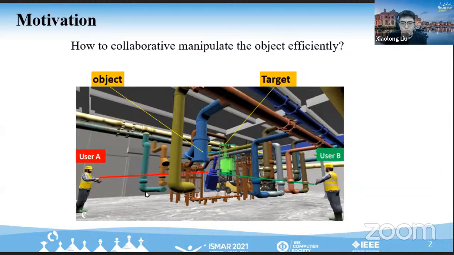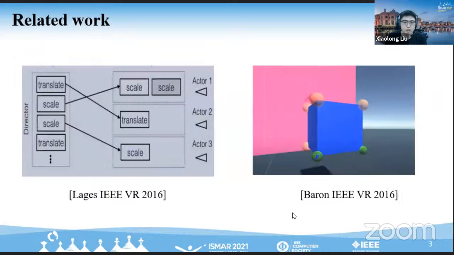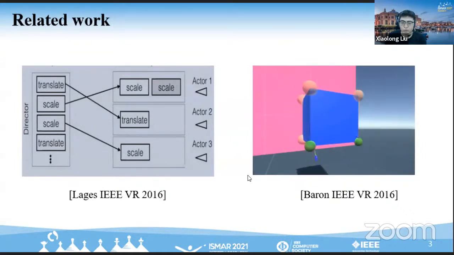However, when multiple users manipulate an object, how to control the translation, rotation, and scale of the object to improve efficiency? There are some related works focused on how to determine which one or more users can manipulate objects in the current frame. In the left video, Ledgers proposed to add an extra director to assign manipulation dominance to actors according to the views of the director.